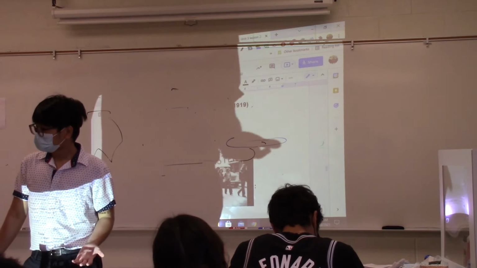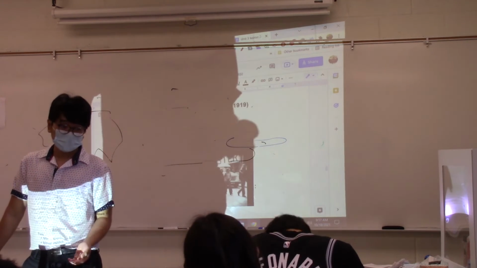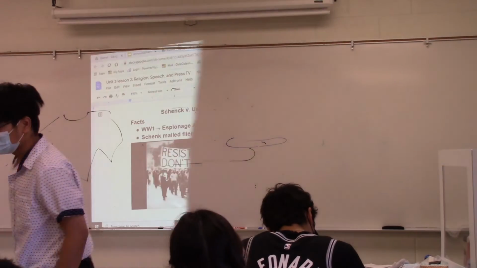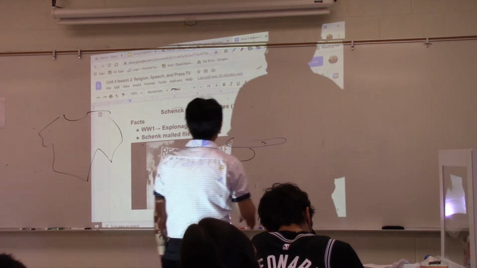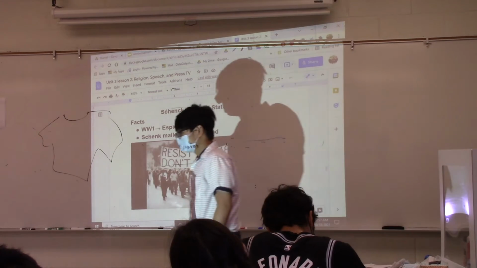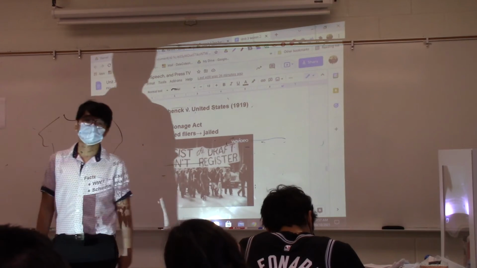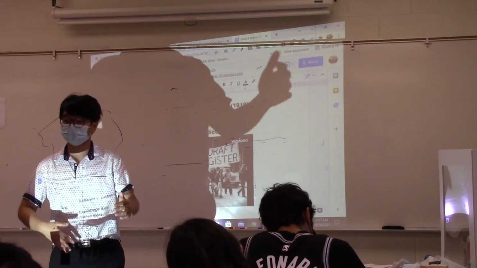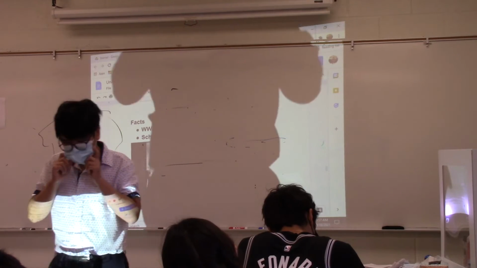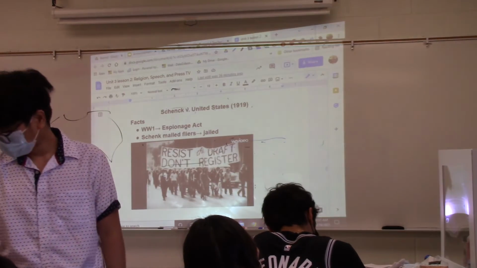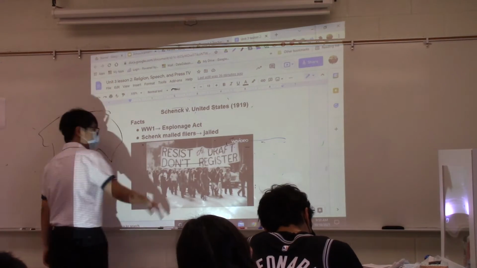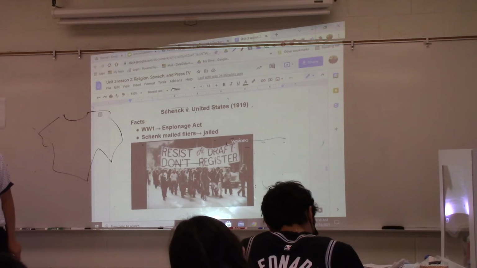Because he disagreed with the military draft, he started passing out flyers about resisting the draft. However, there was a law called the Espionage Act that forbid people from interfering with military recruitment. What Schenck did is basically directly violating that law. It's a time of war, so the U.S. government wanted military recruitment to go smoothly, so they passed a law that forbid people from interfering with military recruitment. Schenck did exactly that by passing out flyers and telling people to resist the draft.